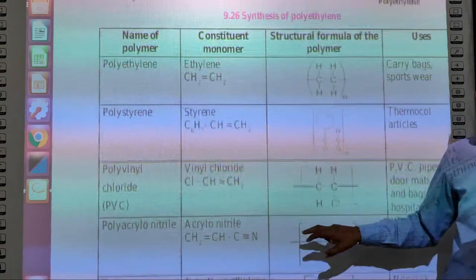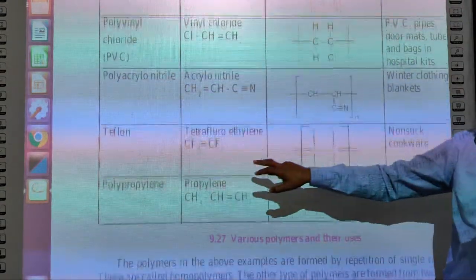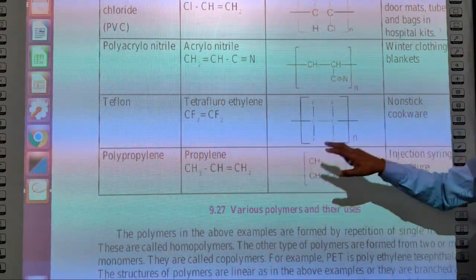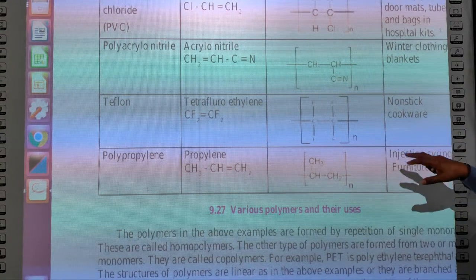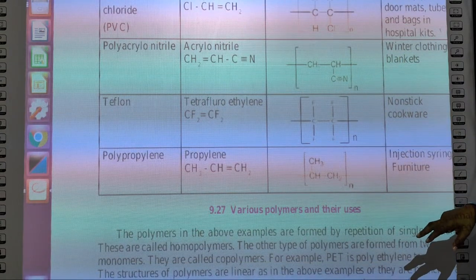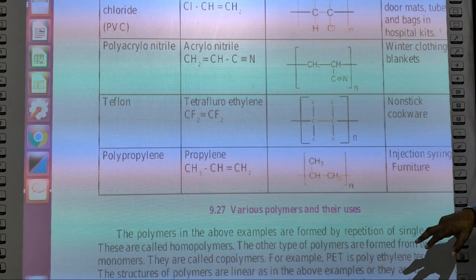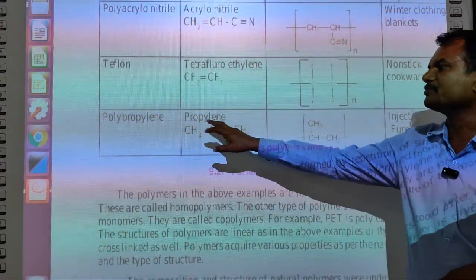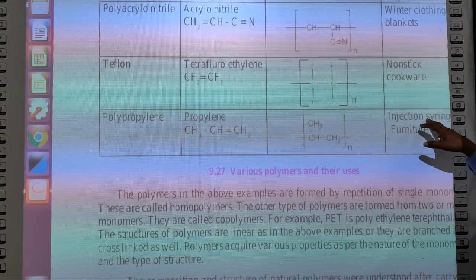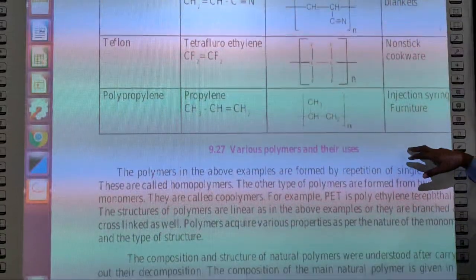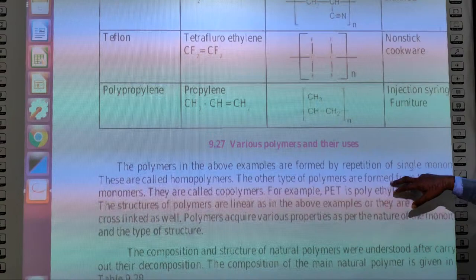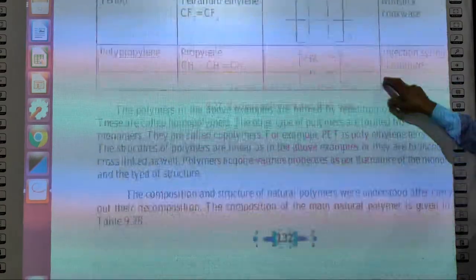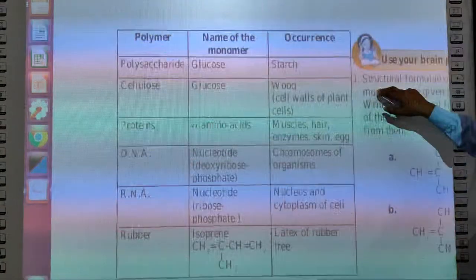Then another one is Teflon, tetrafluoroethylene. It is the coating on non-stick cookware, or the coating we do on vehicles. Then polypropylene, or propylene, is used for injection syringes or for making furniture. Various polymers, these are the man-made polymers and these are natural polymers.